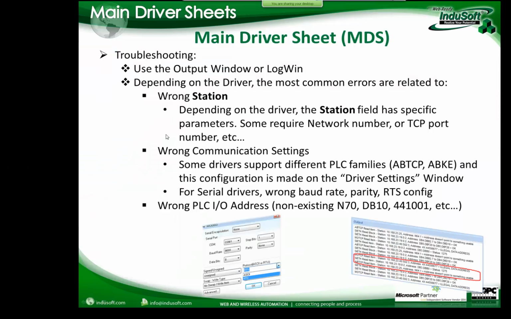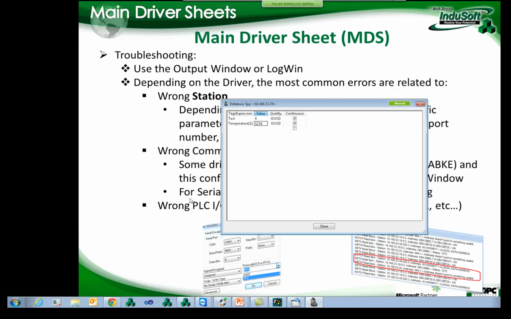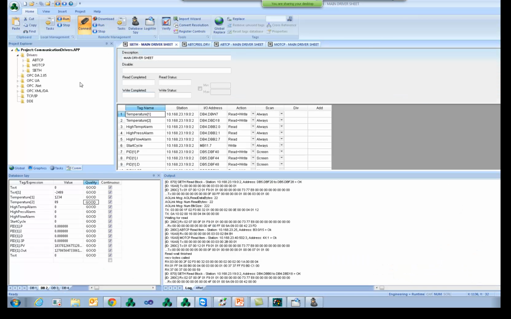Alright, so moving forward, what other types of errors may you have? You may configure a wrong PLC station. You may configure wrong communication settings. When you're talking about serial drivers, let's say I'm gonna configure here the Modbus communication driver.